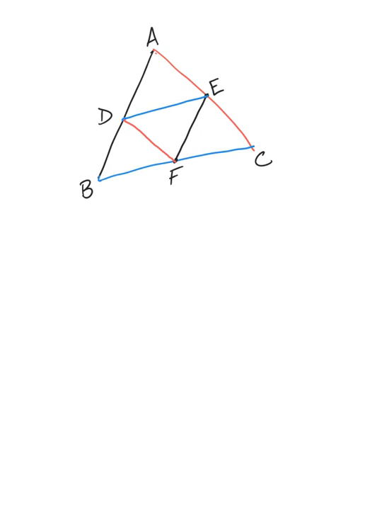So when we're talking about mid-segments of a triangle, as the video previously showed, every side of a triangle has a midpoint. D is the midpoint for side AB. E is the midpoint of AC. And F is the midpoint of BC.